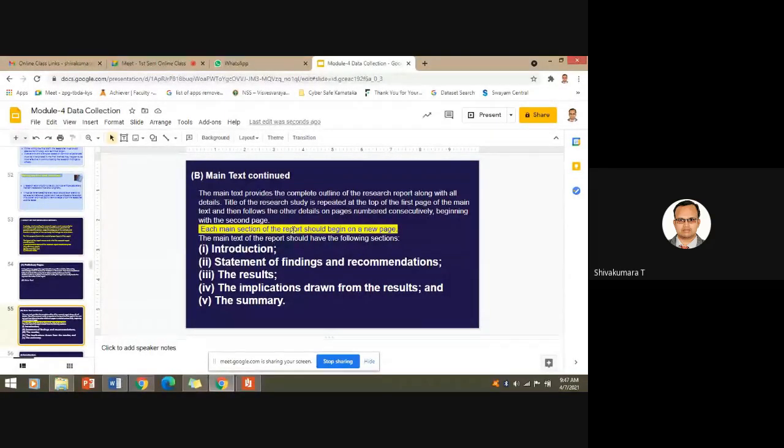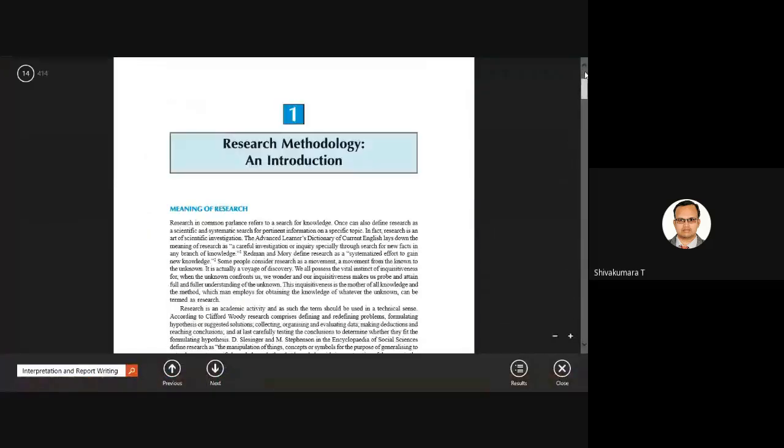Each main section of the report should begin on a new page, as we just observed in that textbook. The main text of the report should have the following sections. So the following section has the introduction. You can observe that introduction part.